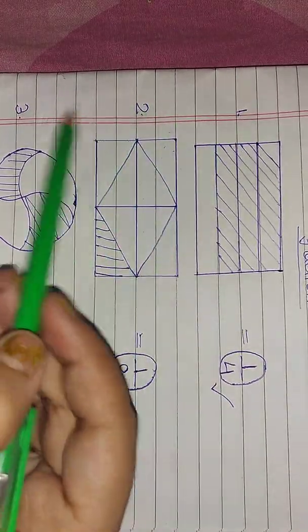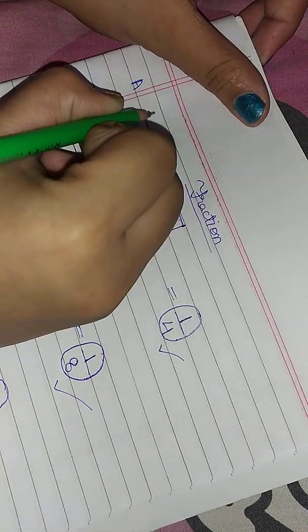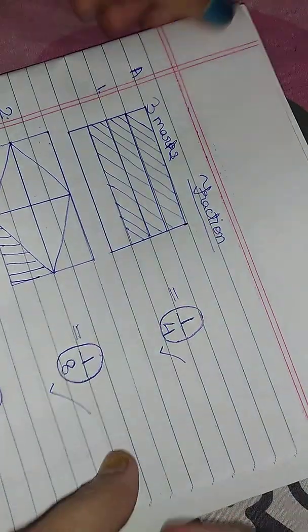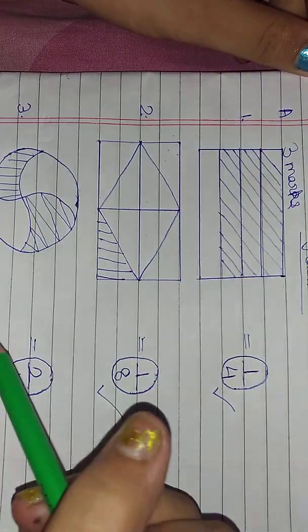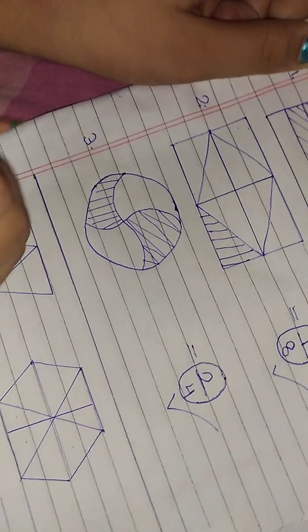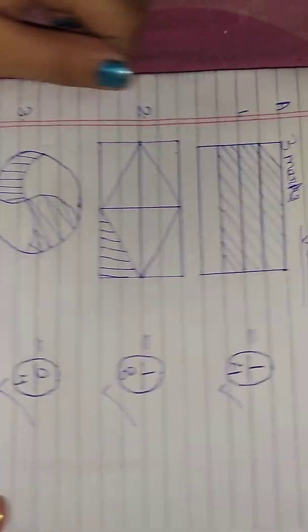Number 1, this number A is of 3 marks. You all give your marks as per your answers, and tell me how much marks you got in number A. Now we'll move on to number B. So this is number B.